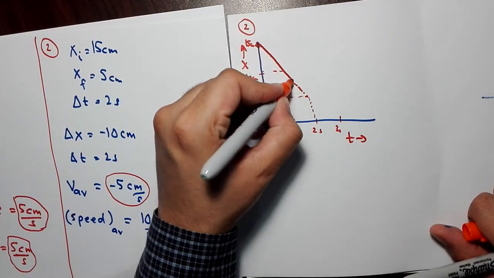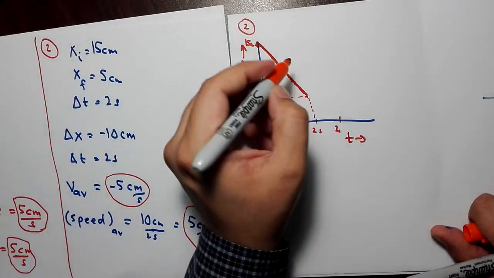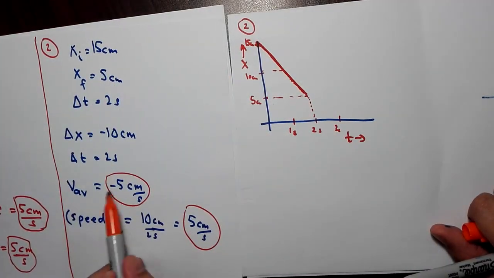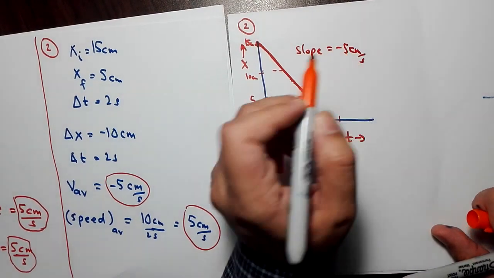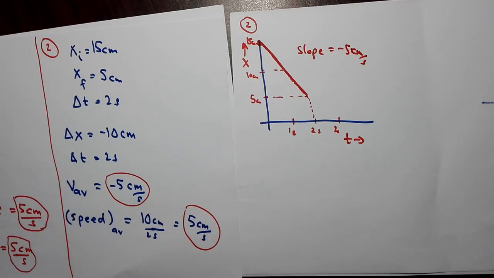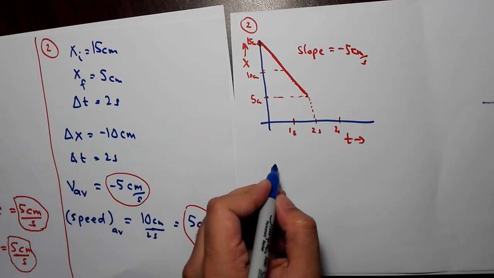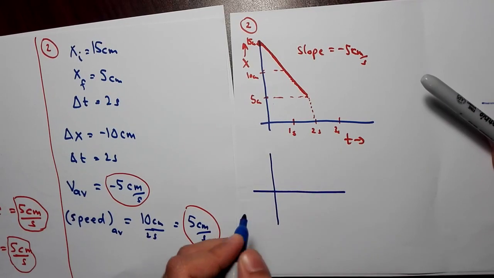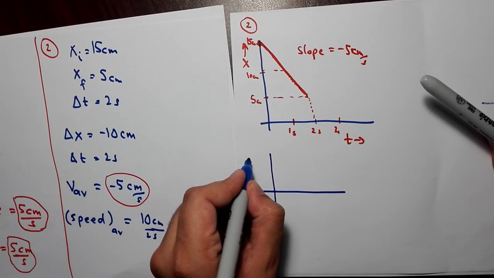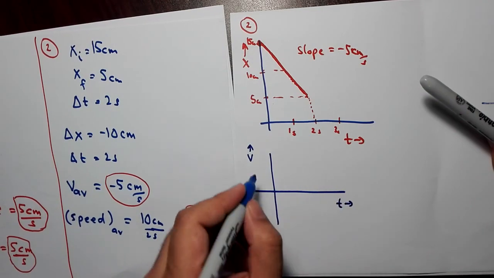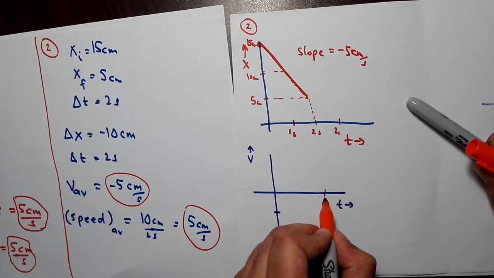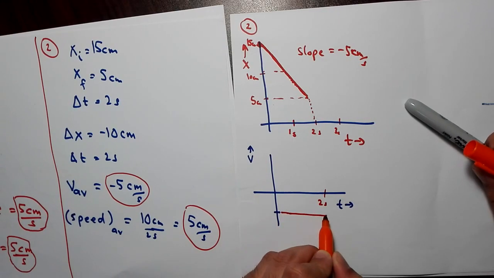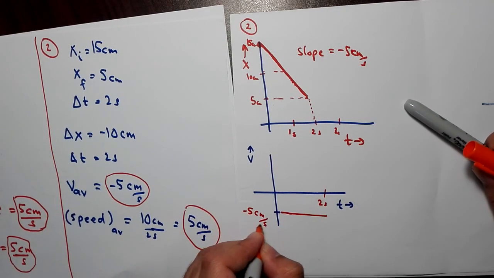So this is the line. This is a line with negative slope. Remember, we got a value of negative 5 centimeters per second. So the slope of this line is the velocity, and it's negative 5 centimeters per second. If you plot the velocity versus time graph, it's going to be a line aligned with the negative value of velocity. Till 2 seconds, we'll just have this. So the value is -5 centimeters per second.